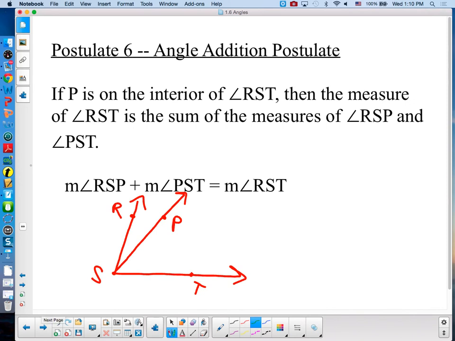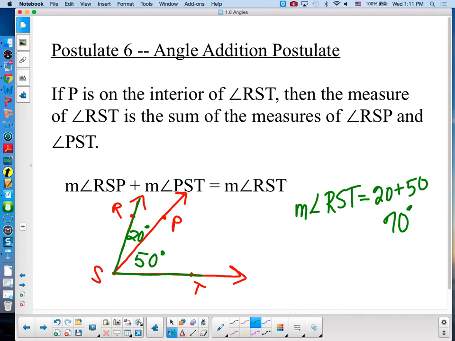As far as measures, this one looks like about 20 degrees, and this one is maybe 50 degrees. So what is the measure of angle RST? RST, the whole great big one. 70, because you are adding 20 and 50 together, so it's 70 degrees. Okay, that's all that postulate is saying.